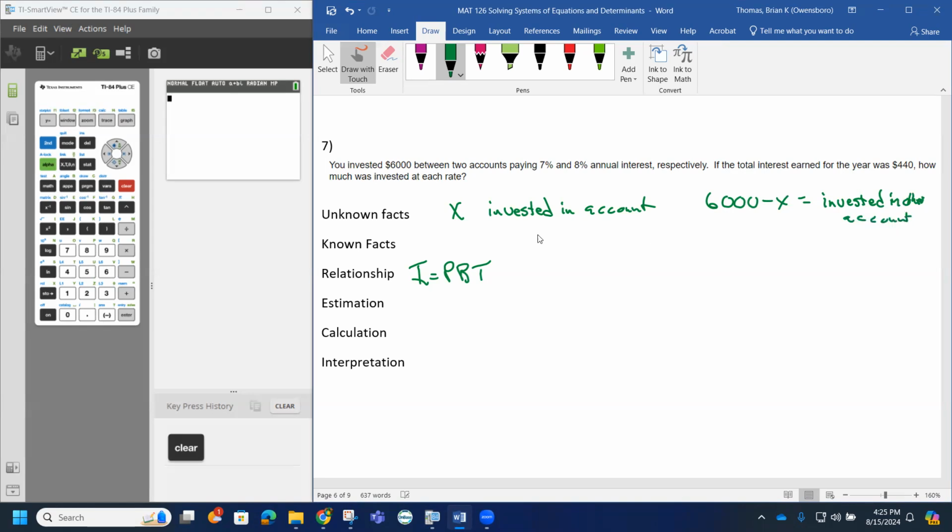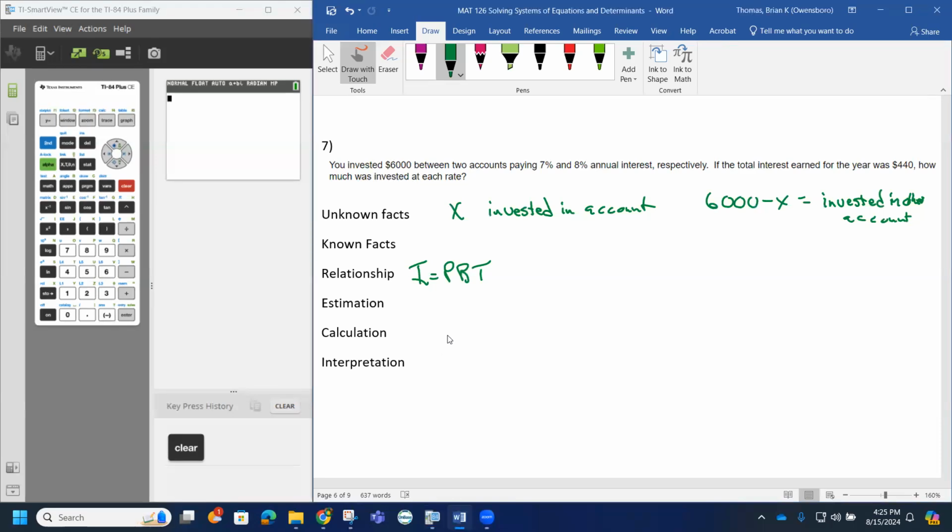So as far as unknown facts goes, we're looking for what was invested in each account. So what I can kind of pick up on is the principal we don't know, the rate we do know, and the time we do know is 1 year. And we do know that the total interest earned altogether is 440. That means for both accounts.